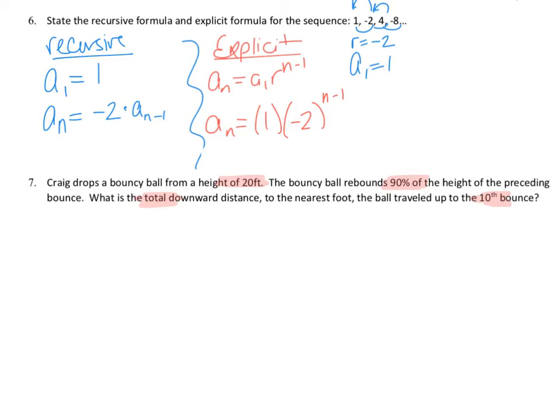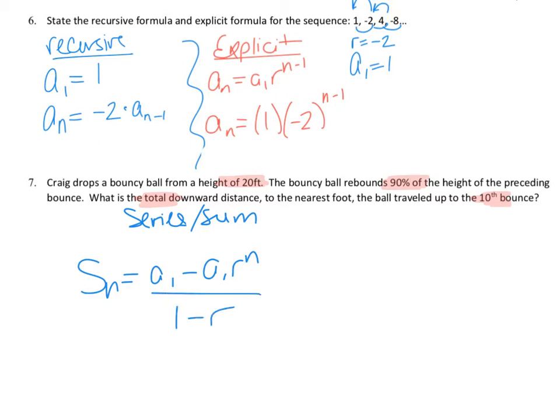They want the total downward distance to the nearest foot it traveled up to the 10th bounce. So this word total is basically telling you to use a series. The word total means sum. Series means sum. Okay, so that looks really messy. I was just trying to say series slash sum. Not that you guys care, but it still looks messy. Oh well. So we're going to find the formula on our reference sheet, which is this guy.